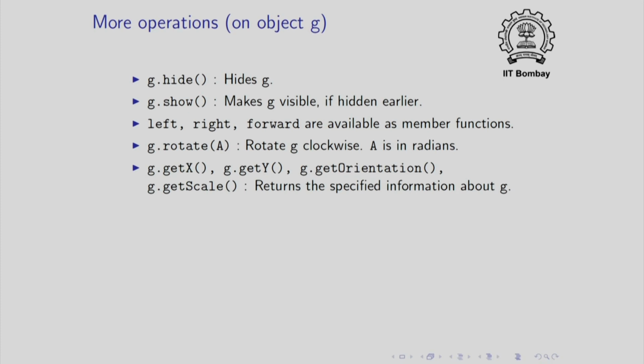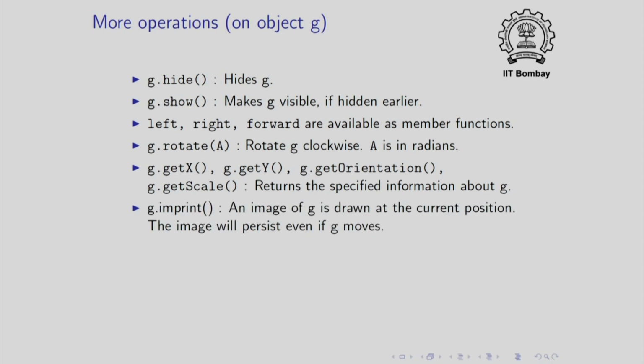g.getOrientation gives you the angle in radians measured from the x axis going clockwise. So this value tells you by how much you have rotated that object, or in other words, in what direction it is pointing now. g.getScale tells you the current scale of g. So suppose you have scaled up the object by a factor of 2 and then scaled it up again by a factor of 3, and then if you call g.getScale, then 6 will be returned. So this way you can ask the object what its current parameters are, and perhaps based on that you can take action.